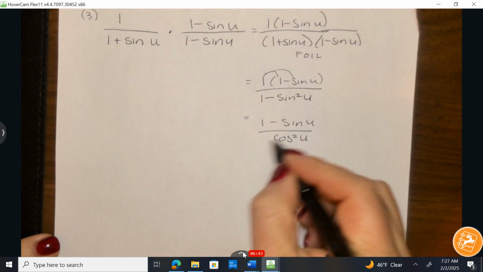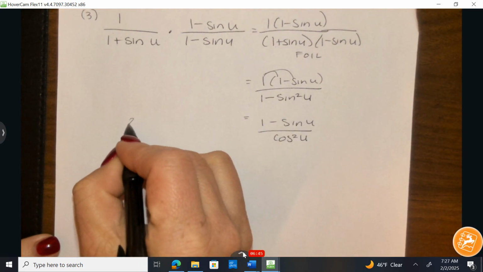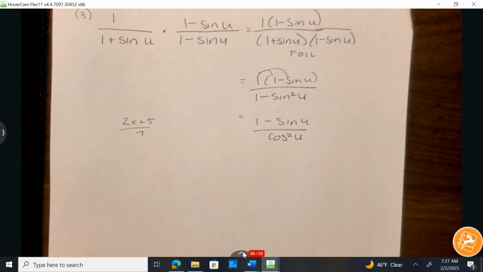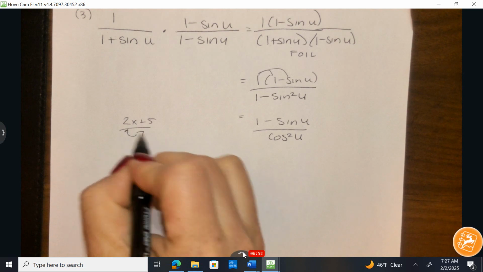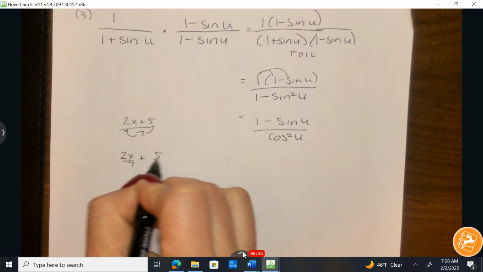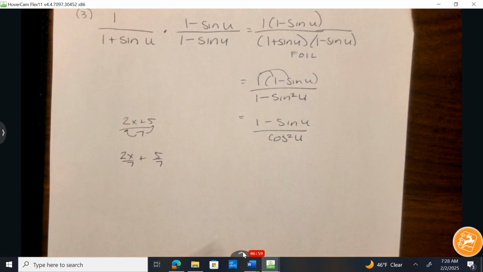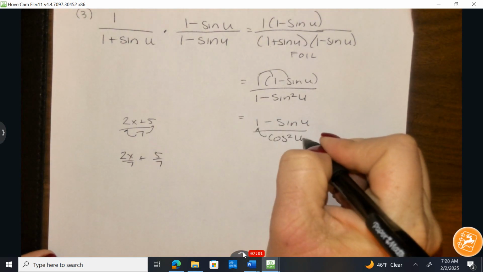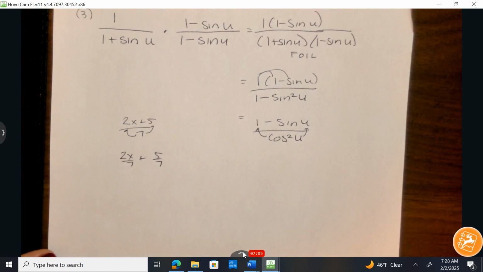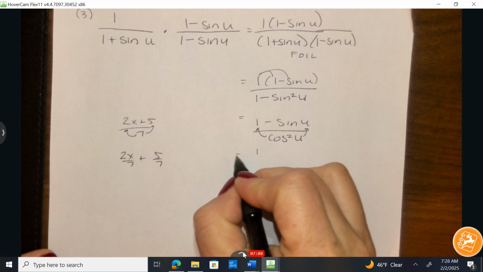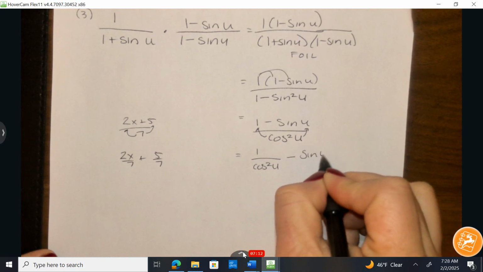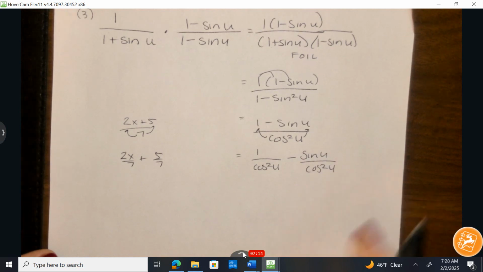So I'm going to rewrite this, but I'm going to come off to the side and just remind us how we can do this. If I asked you to take this quantity and write it as two pieces, you could say, okay, the 7 has to be shared with the 2x and with the 5. So 2x over 7 plus 5 over 7. We're going to do the exact same concept over here. Cosine squared u is shared with the left and the right and has separated those two quantities with subtraction. So 1 over cosine squared u subtract sine u over cosine squared u.